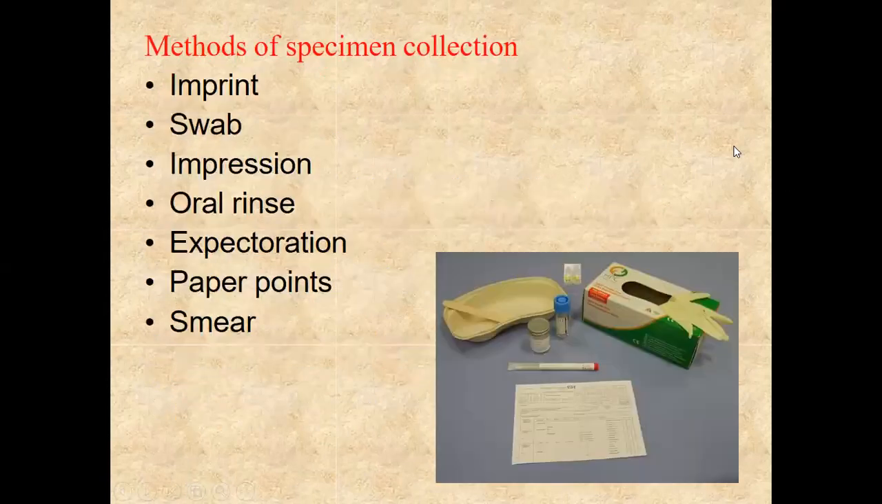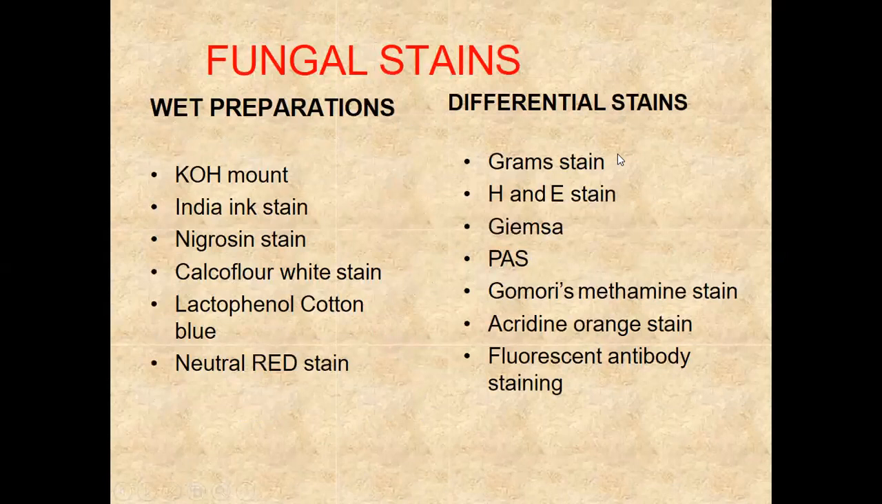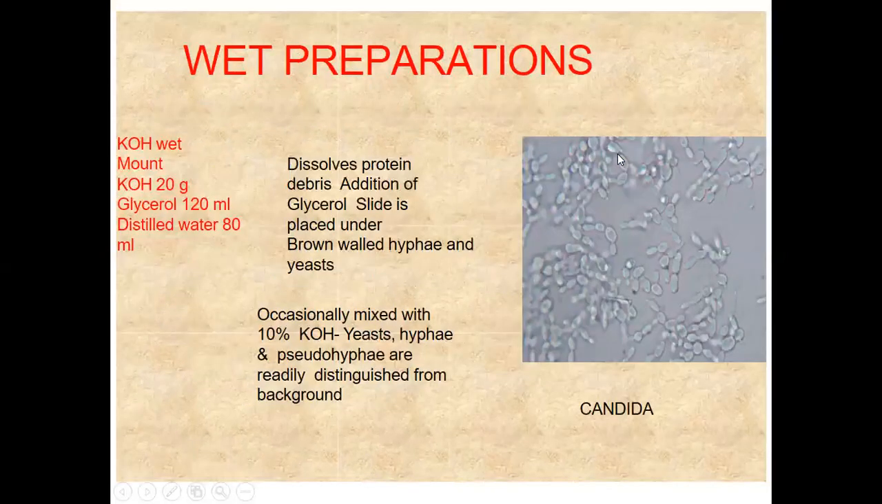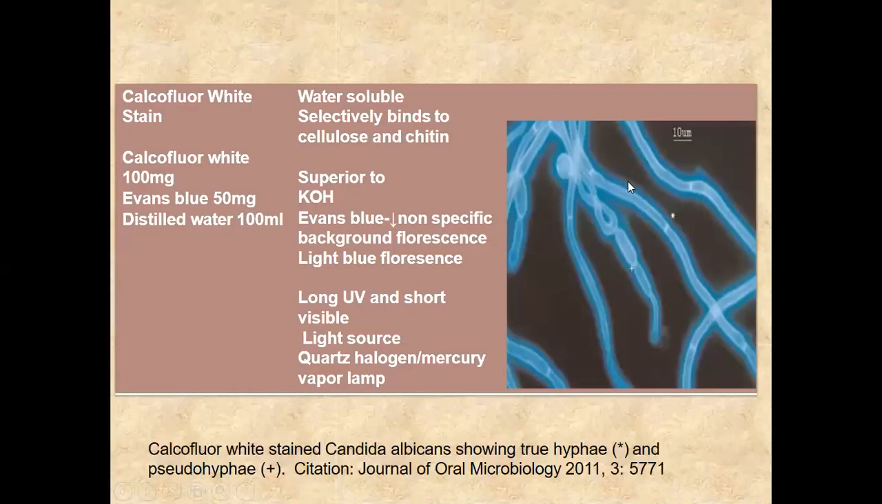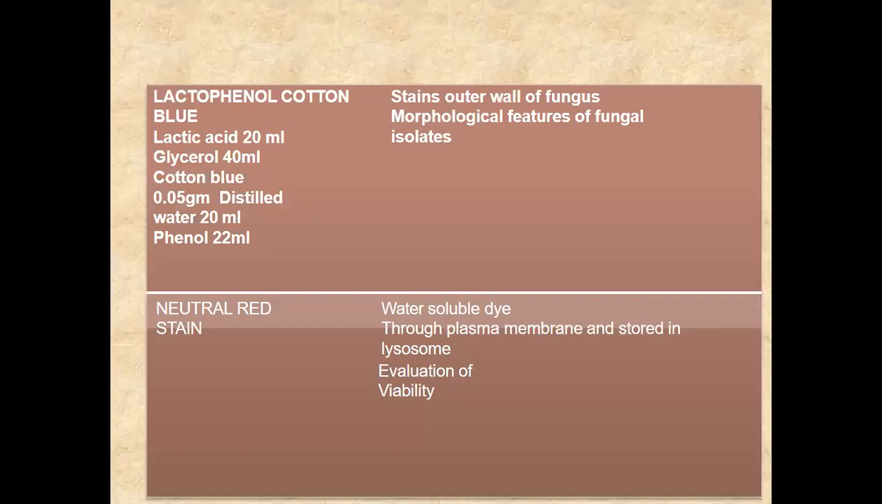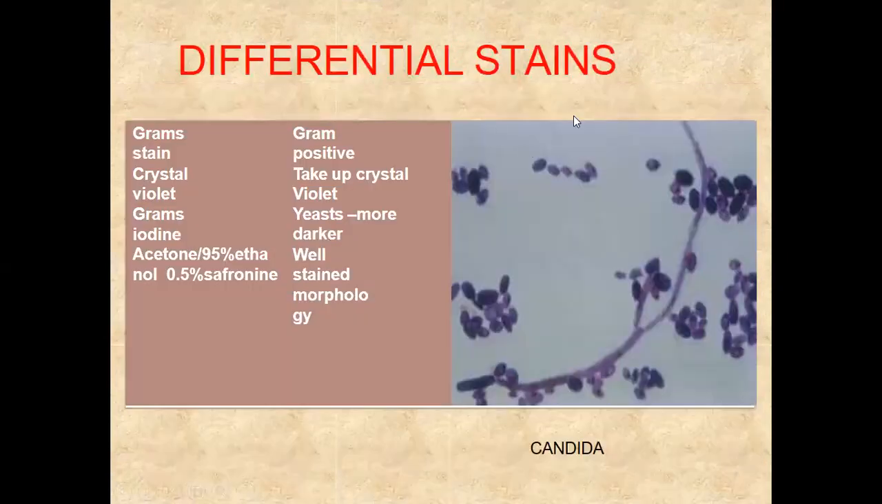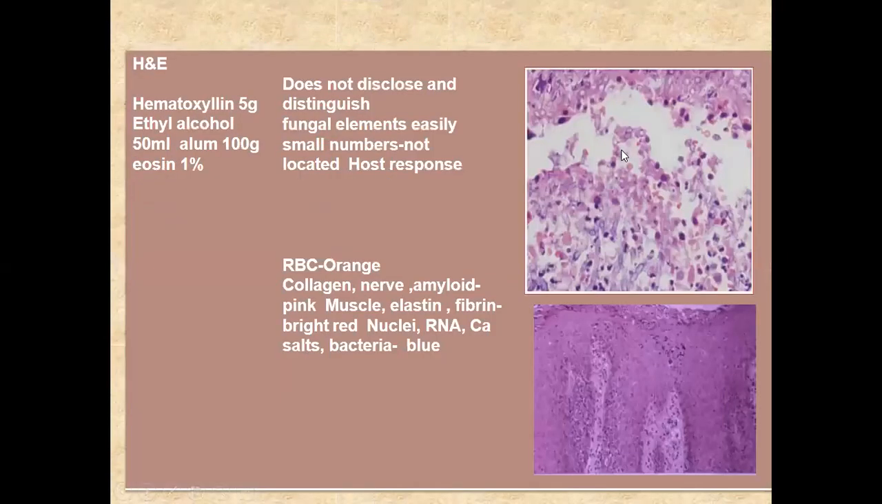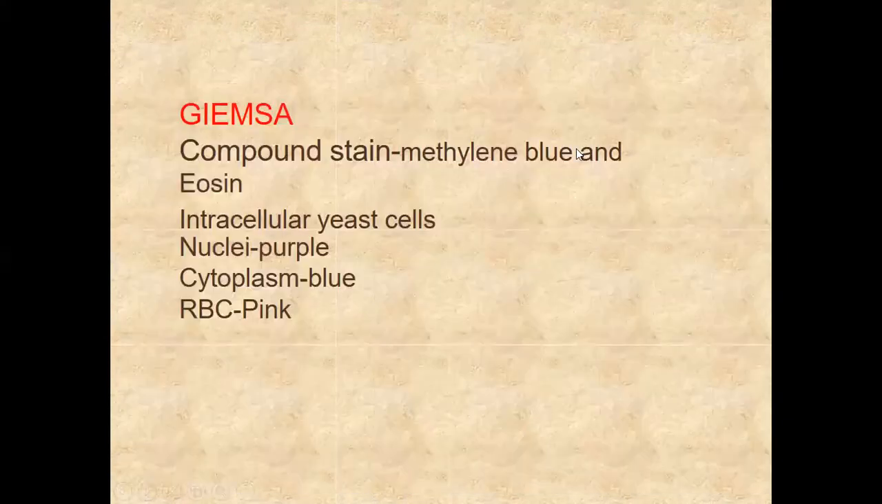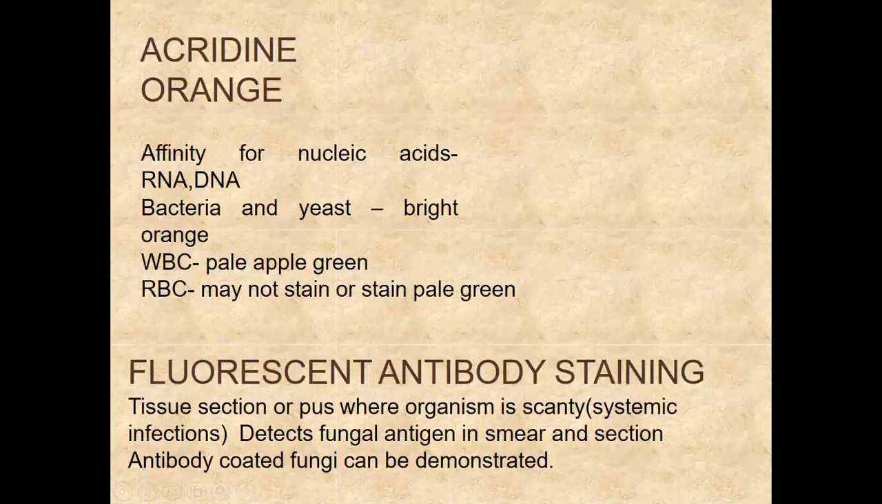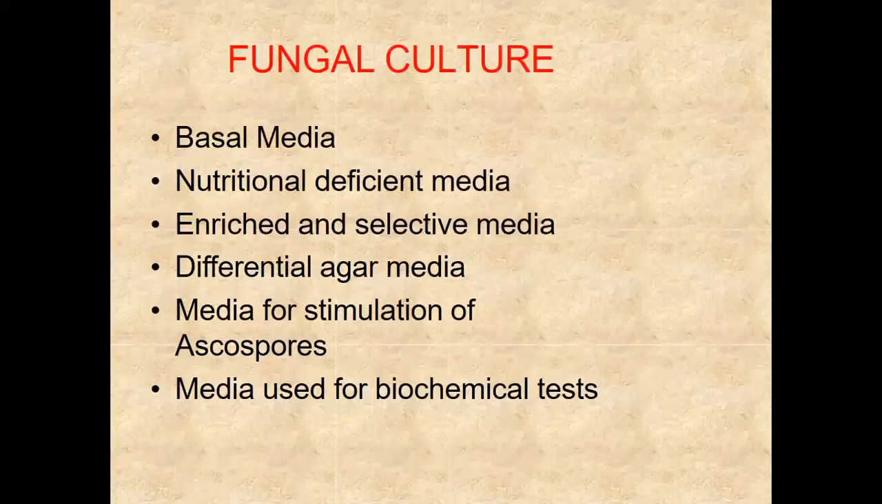And then what type of specimens we collect from the patients, and what different stains are used in the laboratory to identify the different types of fungal organisms like Candida, Aspergillus, Mucor. These are different types of stains preferably used for different types of fungal organisms. We also studied differential staining, acridine orange, and all that.